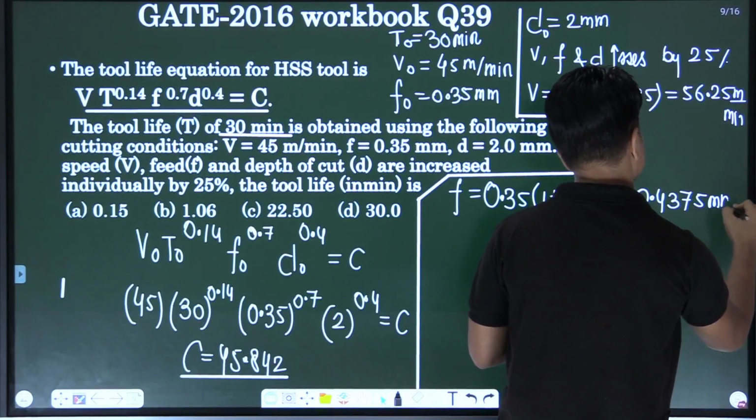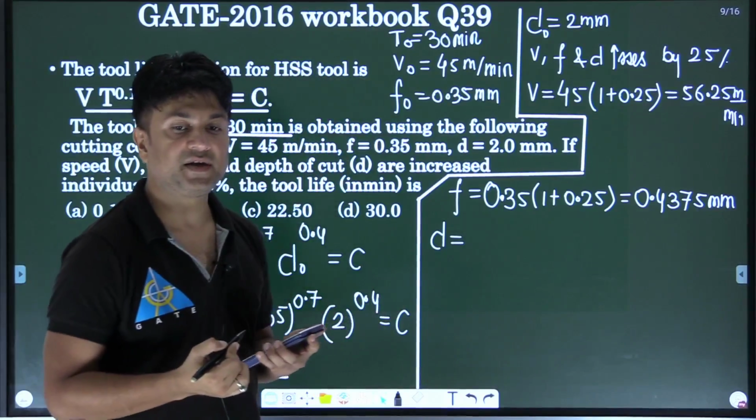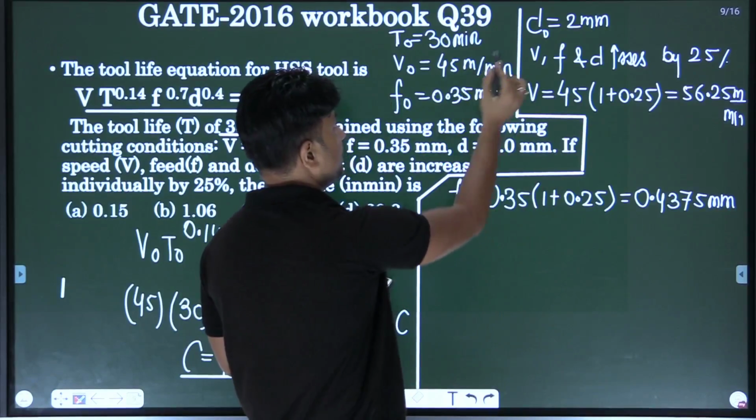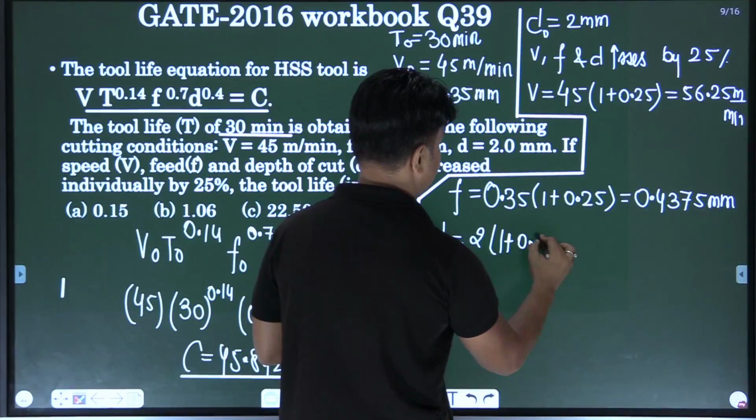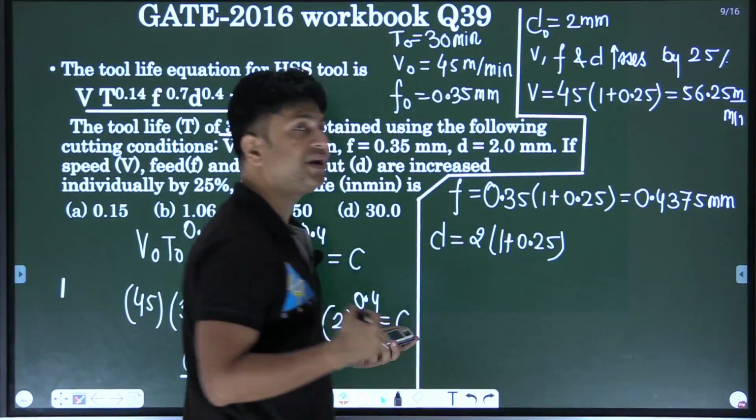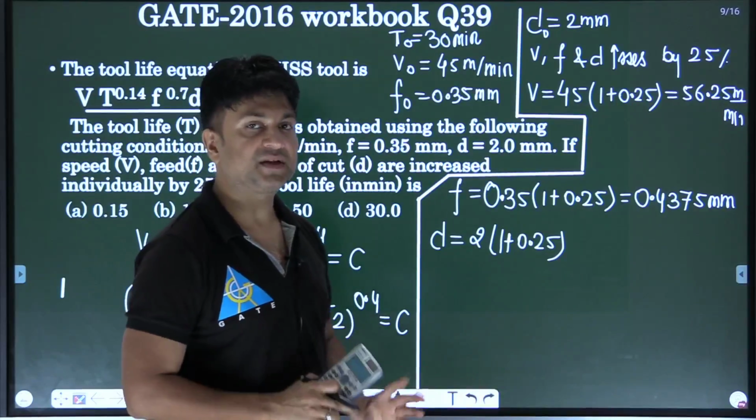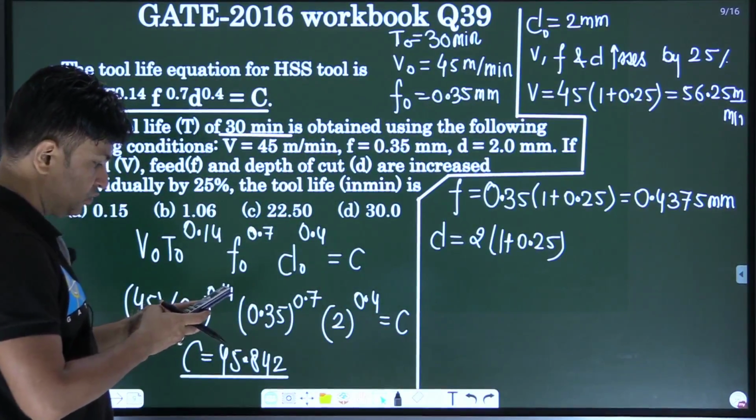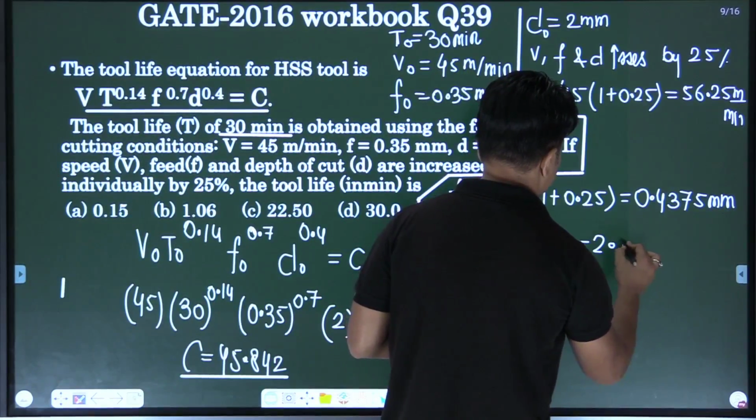Now, what will be the depth of cut? If you increase the depth of cut by 25%, then it will be 2 into 1 plus 0.25. I hope we are increasing by 25%, no? That's why 1 plus 0.25. This is basic mathematics, you can understand. So 2 into 1.25, it is coming 2.5. Depth of cut is coming 2.5.